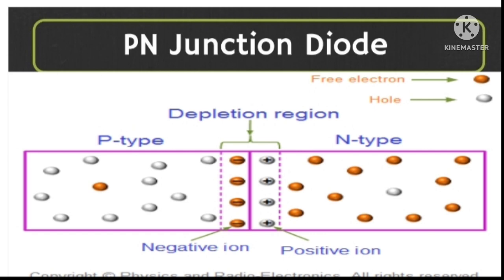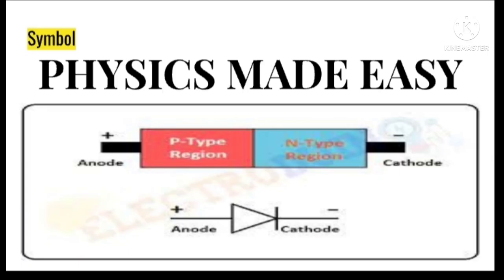Hence, the negative ions or acceptor ions near the junction on the P side form a negative charge region, whereas the positive ions near the junction on the N side form the positive charge region. This space region in which different kinds of charges are put together on both sides of the PN junction is called the depletion layer.